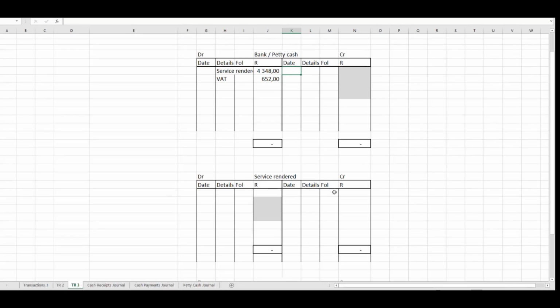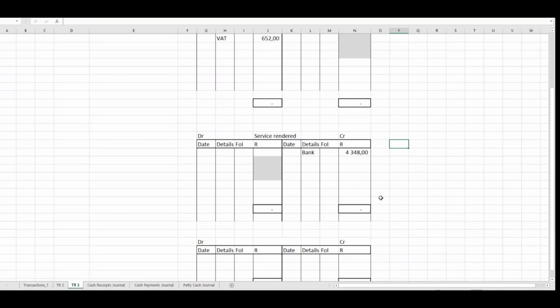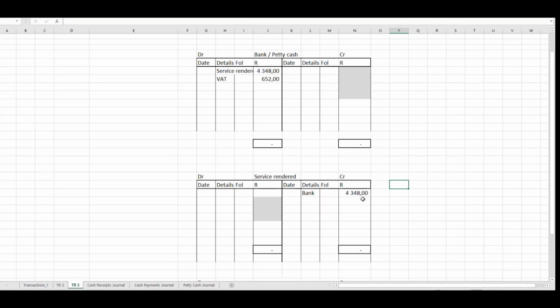And on services rendered, we're going to have the 4,348. In the past, before we learned VAT, what was happening was that we were taking 5,000 to services rendered. But the main thing I wanted to show you is that what goes to services rendered is the amount excluding VAT. This goes for anything that we are buying. What goes to income and expenses is the amount excluding VAT.